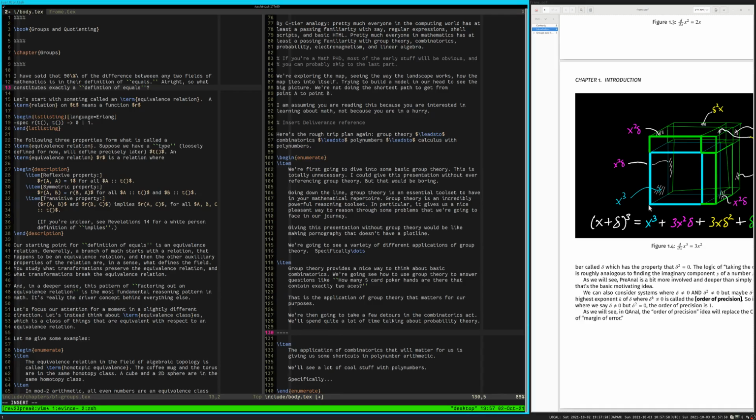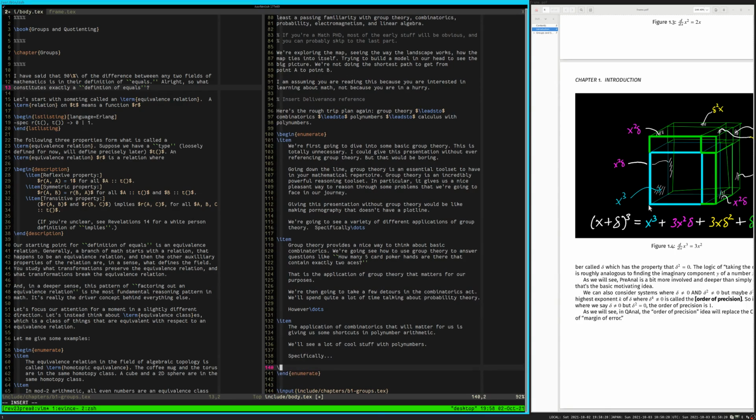However, the application that is giving us some shortcuts in polynumber arithmetic, we'll see a lot of cool stuff with polynumbers and geometry. Specifically, we're going to talk about approximating polynumbers with polynumbers of lower order.